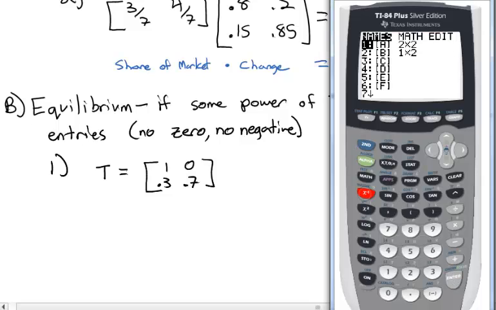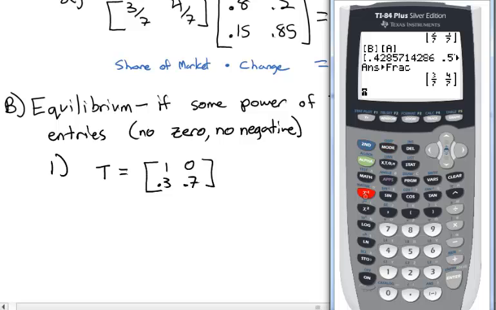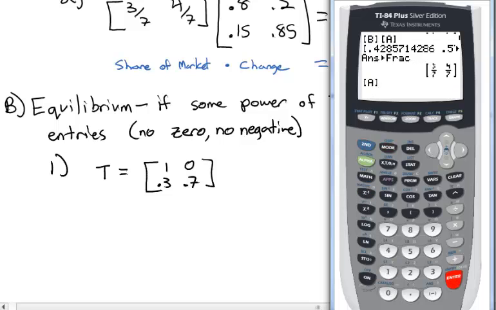So let's try it. We'll go to Matrix, over to Edit. We're going to edit, we'll change A to a 2 by 2 matrix again, with entries of 1, 0, 0.3, 0.7, second quit. And we'll put matrix A on the screen, 1, 0, 0.3, 0.7.